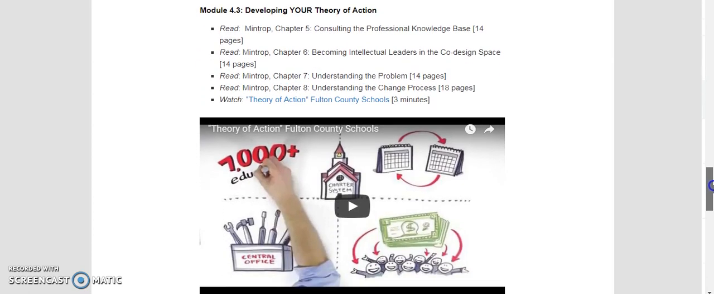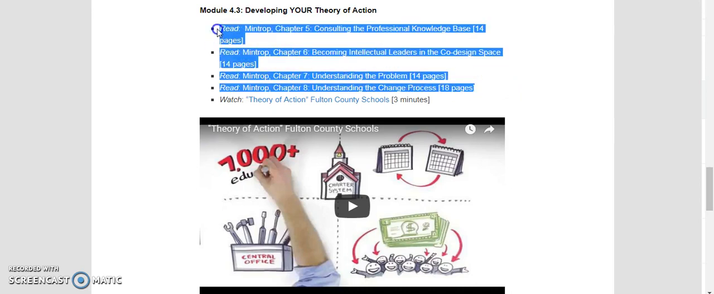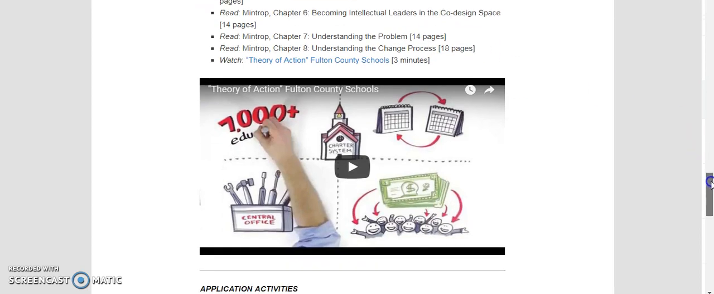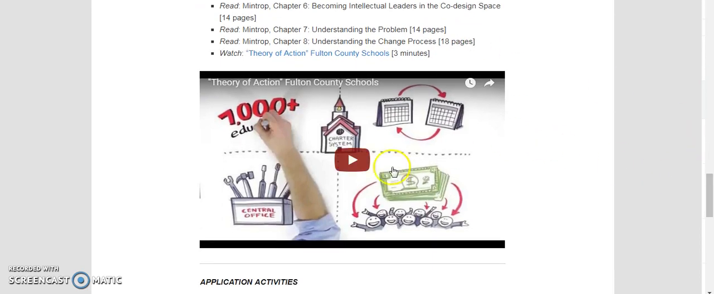Then finally, of course, developing your theory of action. We already talked about this a little bit. The chapters in Rick Mintrop's book are a little shorter than you'll find in Bolman and Deal. So even though there are 4 chapters to read here, the overall reading for this section is much smaller than for the previous 2. And then I want you to watch this 3, maybe a little more than 3-minute video from Fulton County Schools in Georgia that explains their theory of action.